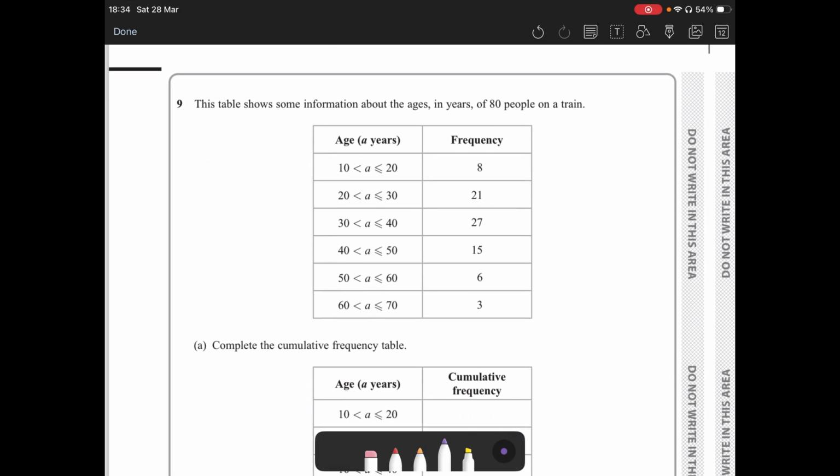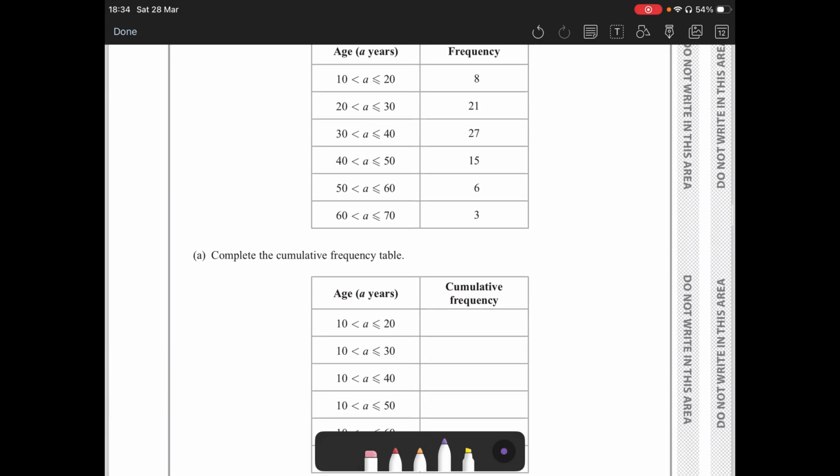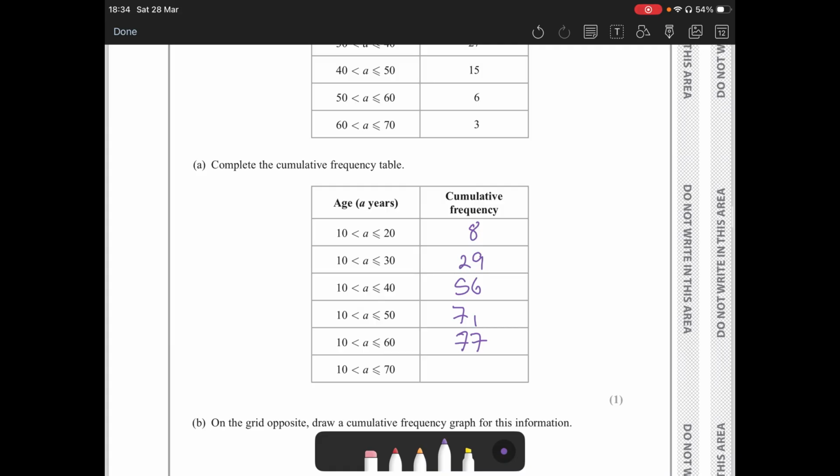Number 9. All right, so we've got a cumulative frequency graph, a running total. So first one's 8. Second one, you have to add 8 and 21, which is 29. Then to get the next one, we add 27. So the hack is to do 29 plus 27, which is 56. Basically, you just add the number below. So plus 15 now, you would get 71. Plus 6 is 77. And wrapping up by adding 3 at the end, you get 80 last.